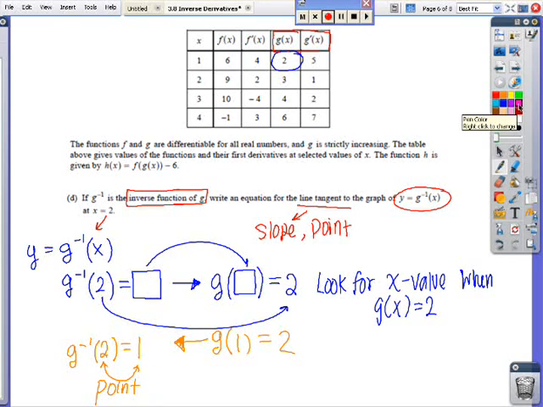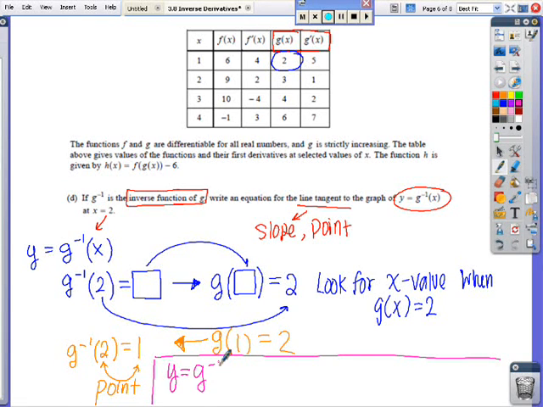On the function g inverse. So I need to use the letter y. We're going to rename our function y instead of calling it g inverse, just for notation purposes. So to find y prime, I'm going to find it at 2.